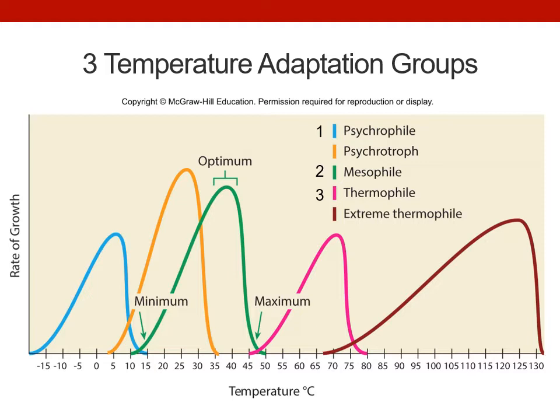Thermophiles grow best at temperatures above 45 degrees and have an optimum temperature of about 70 degrees Celsius. These types of organisms are found in environments like volcanoes and hot springs. Extreme thermophiles can grow at even higher temperatures, where their optimum growth is far above 80 degrees Celsius. This group only includes those from the Archaea domain.